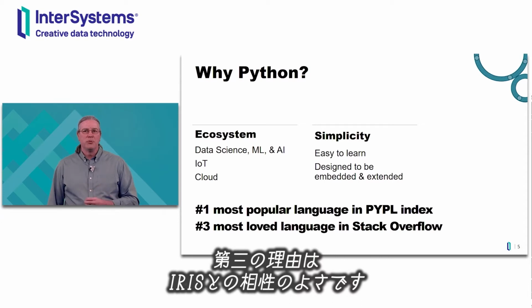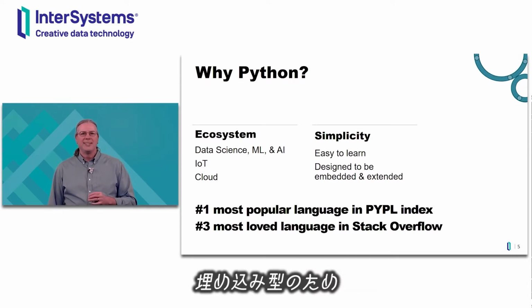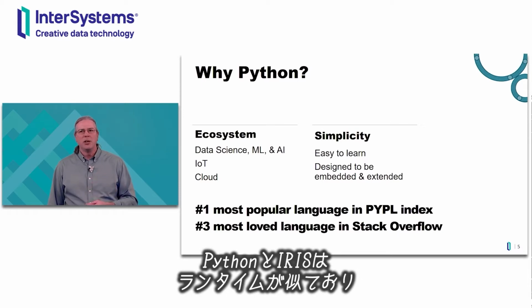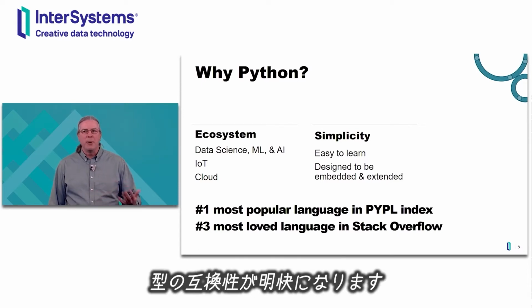And the third major reason is that Python fits very well with Iris. It's designed to be embedded. It's been embedded into many applications over the years. Its runtime is very similar to the Iris runtime, which makes type compatibility very straightforward.